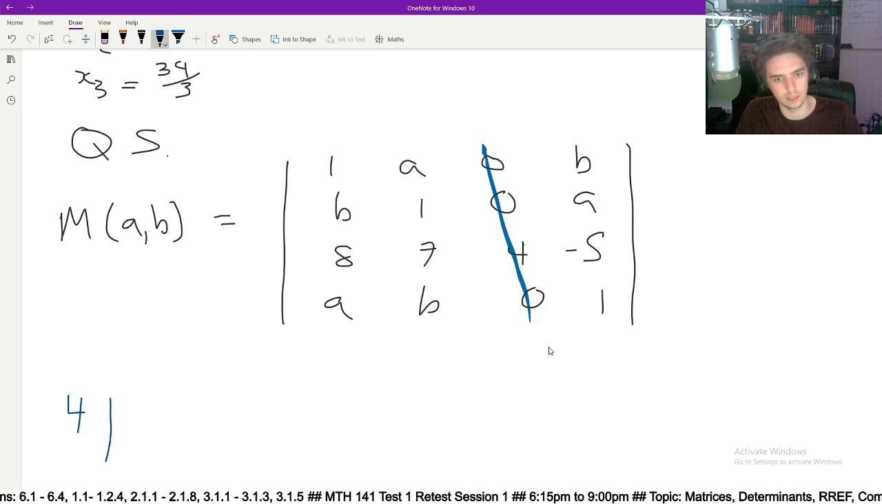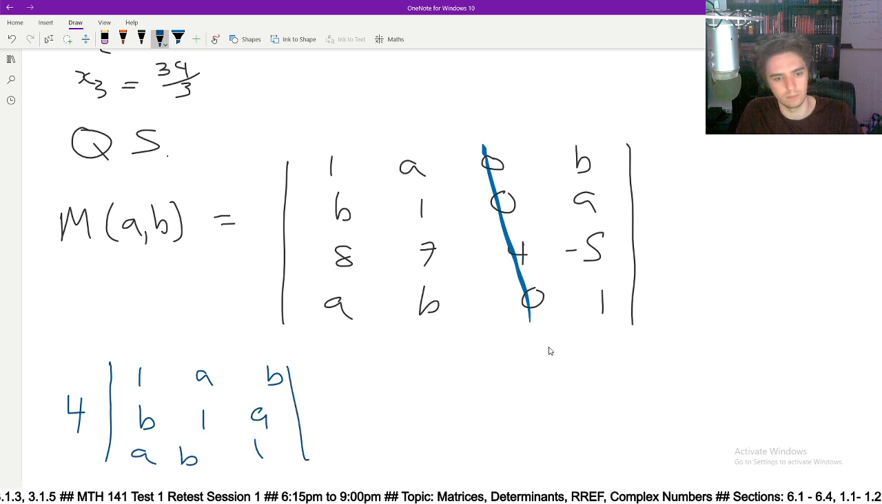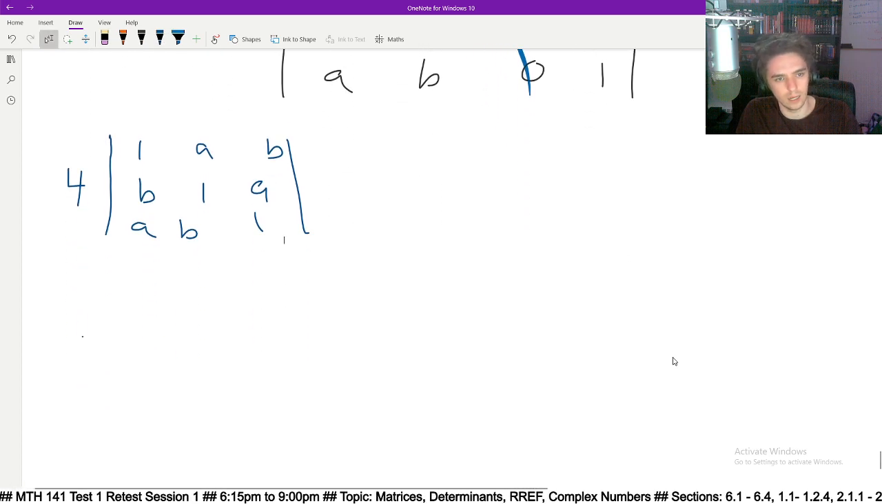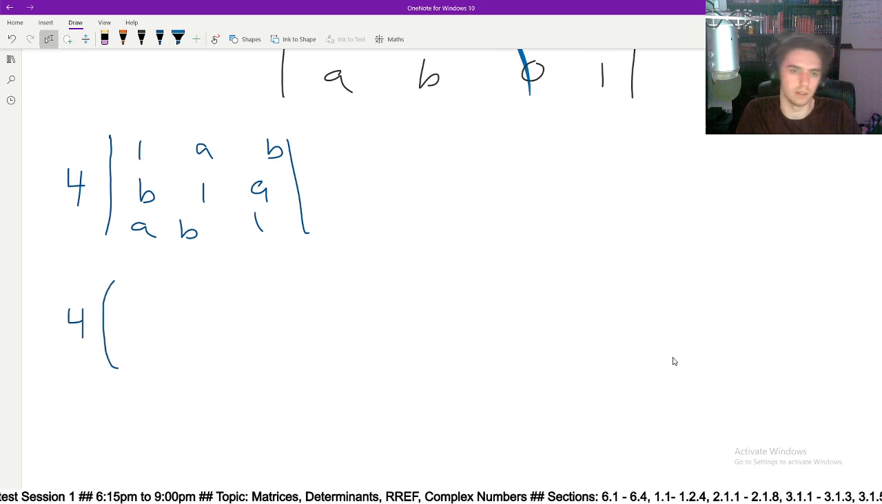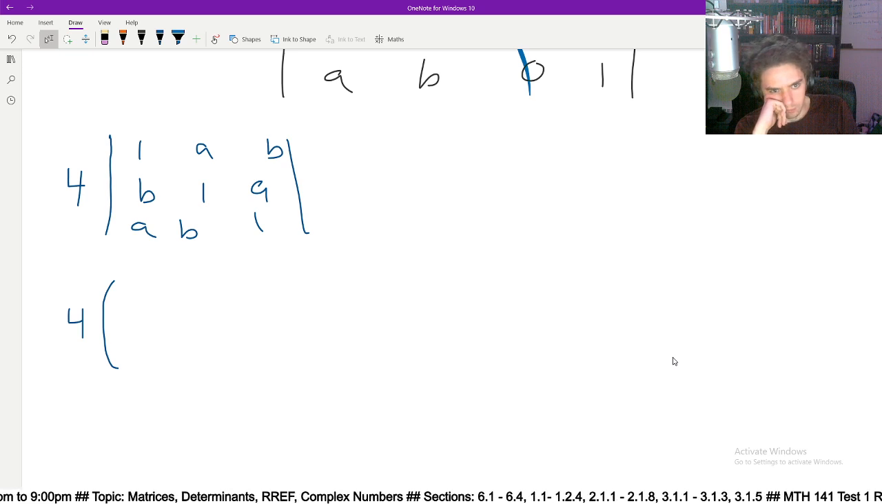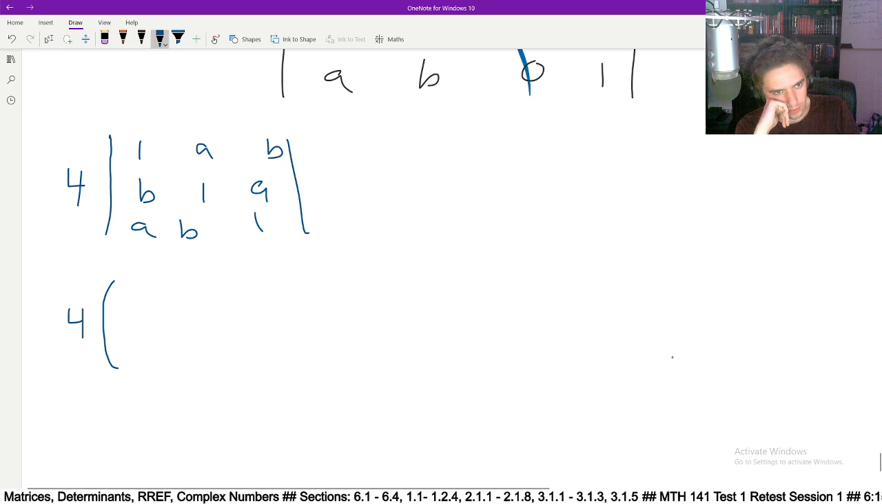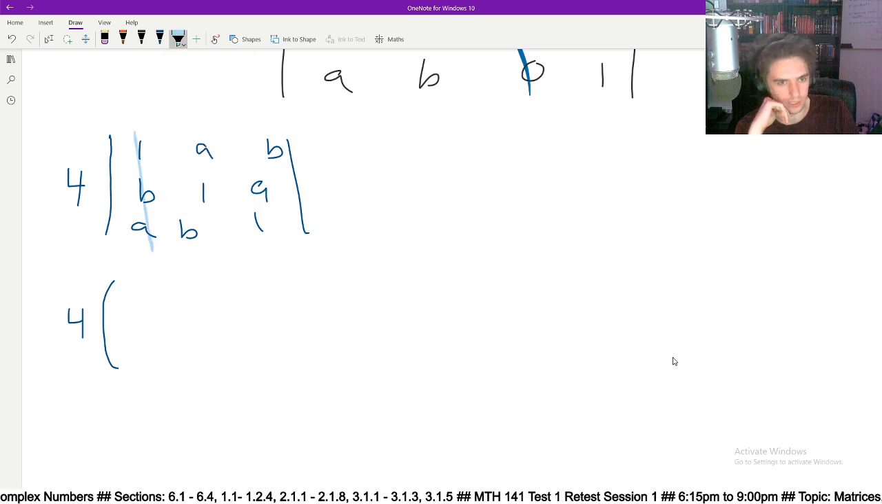So 4 times the determinant of 1, A, B; B, 1, A; A, B, 1. Okay. Now the determinant of that. Well, we have to choose another row or column. They're actually all identical, so it doesn't actually matter. I don't know why I'm spending so much time choosing. I'll choose a different color. I'll choose that column.